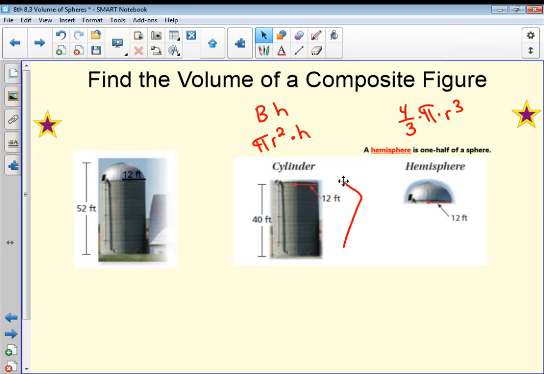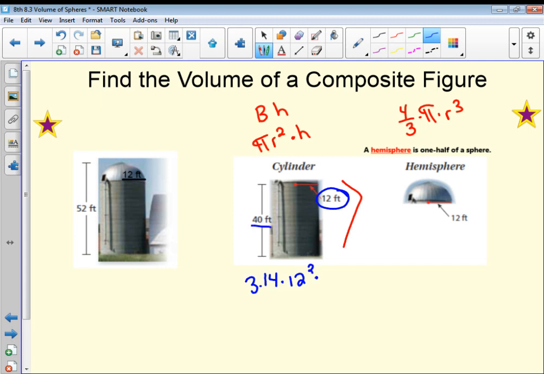So we have 3.14 for pi times our radius, which is 12, squared, times our height, which is 40. Okay, so we'll go ahead and get that answer. 3.14 times 12 squared is 144, times 40. When I do that, I get 18,086.4. Okay, I'm going to circle that for right now.